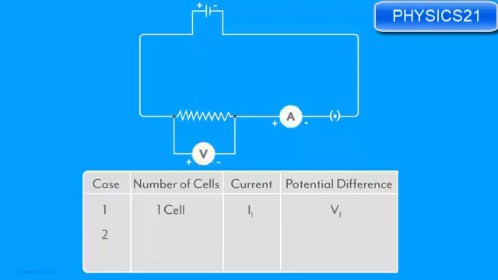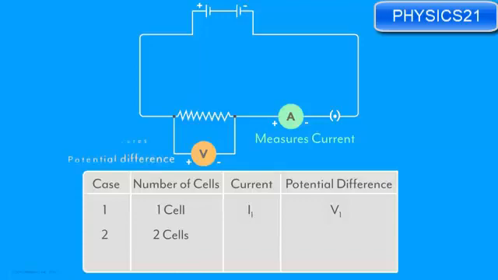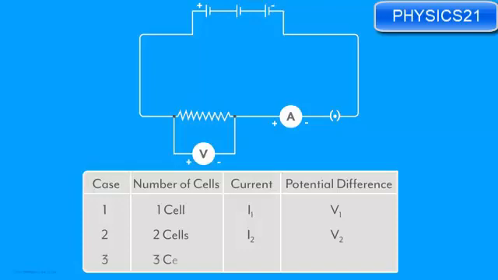In the second case, connect 2 cells in the circuit and note the respective readings of the ammeter and the voltmeter. Don't forget, the ammeter gives the value of current through the nichrome wire and the voltmeter gives the potential difference across the nichrome wire. Let's say the readings are I2 and V2 respectively. And then repeat the same procedure for the third case when 3 cells are used as the source.